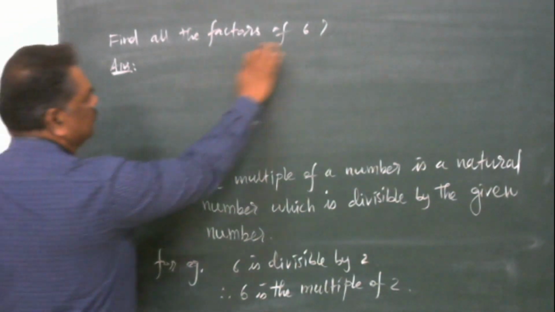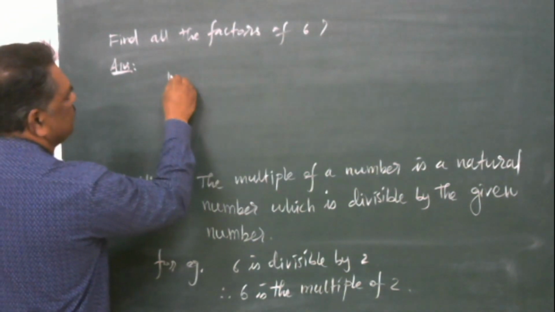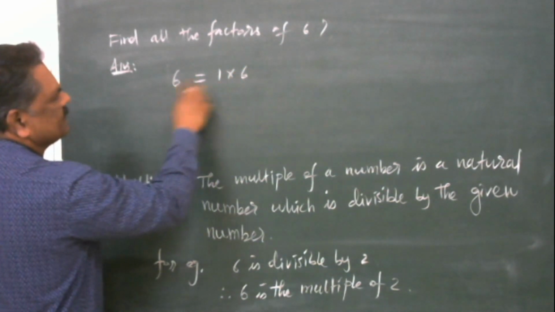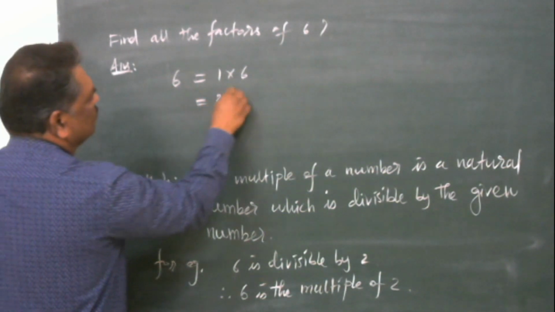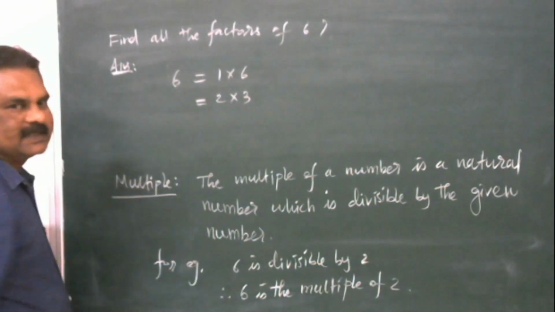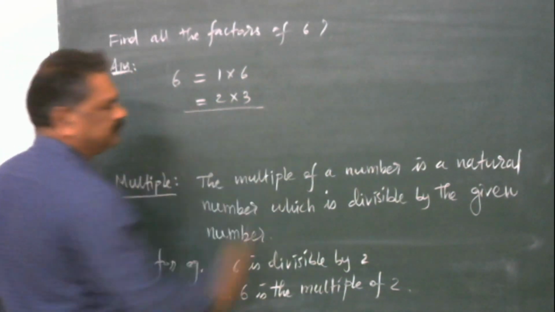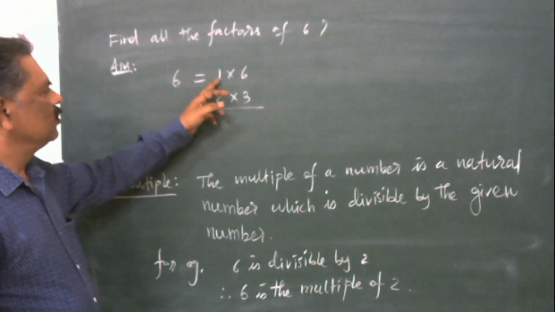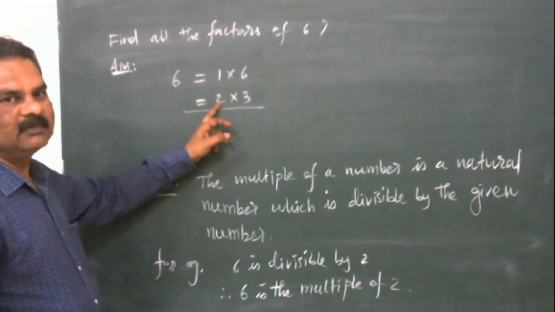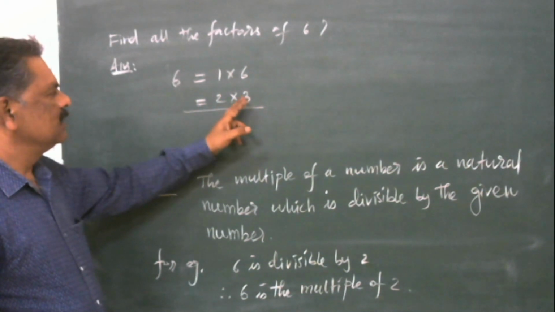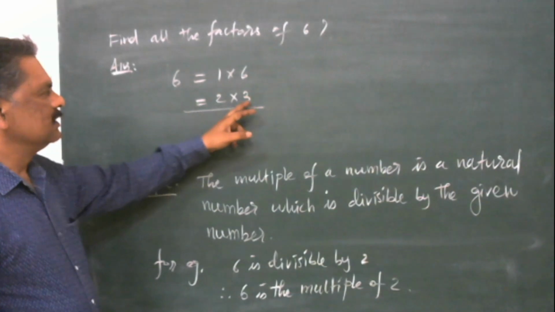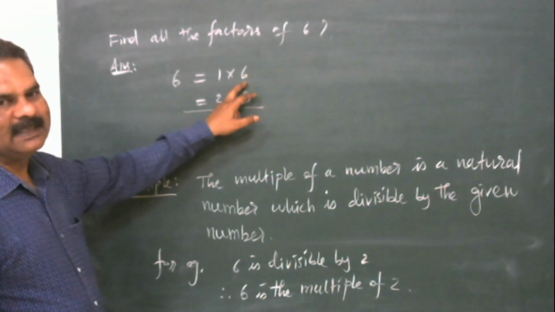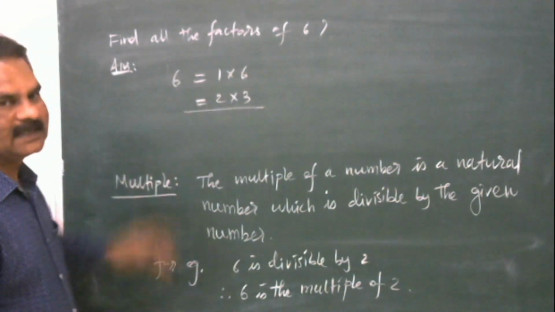In order to find the factors of 6, we use the multiplication table. So 1 6s are 6, 1 divides 6, 6 also divides 6, 2 3s are 6, 2 divides 6, 3 also divides 6, and that's all, because more than 6 doesn't divide 6. We check the first table, the second table, the third table, and 4 and 5 don't divide 6. So 6 divides 6 exactly.